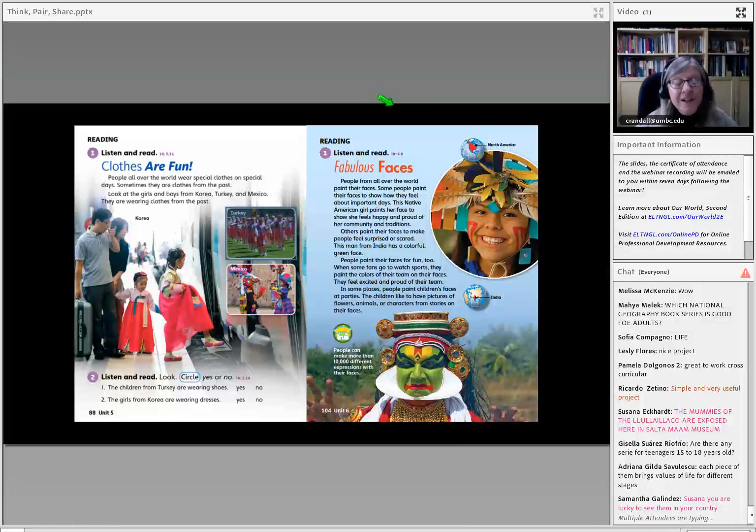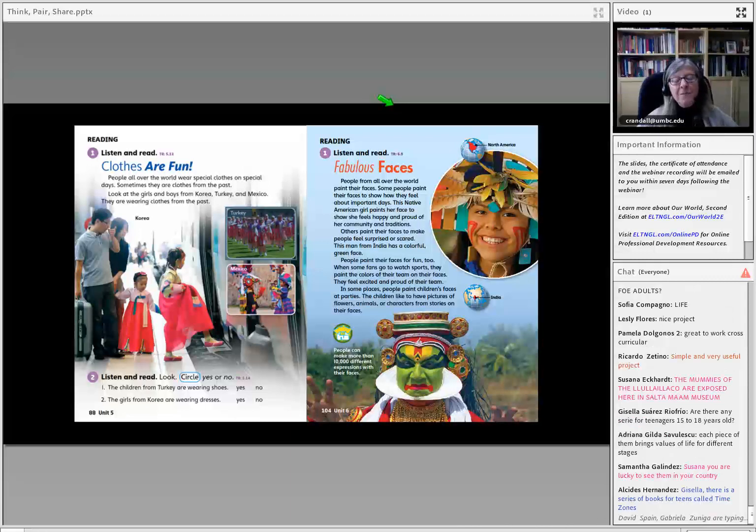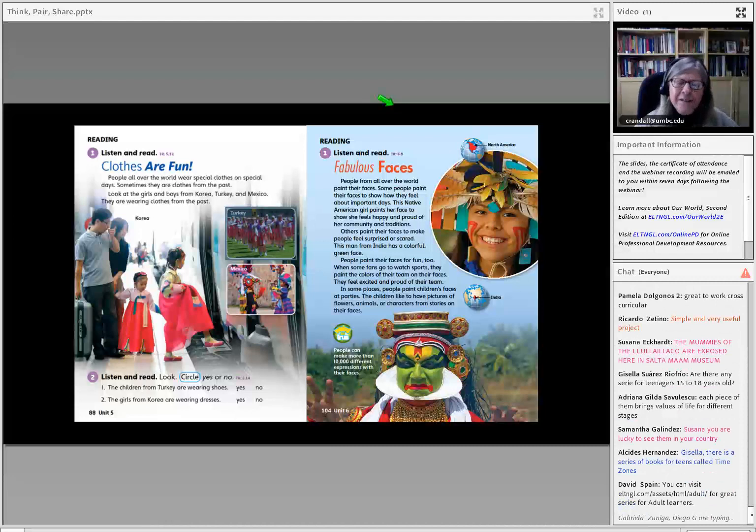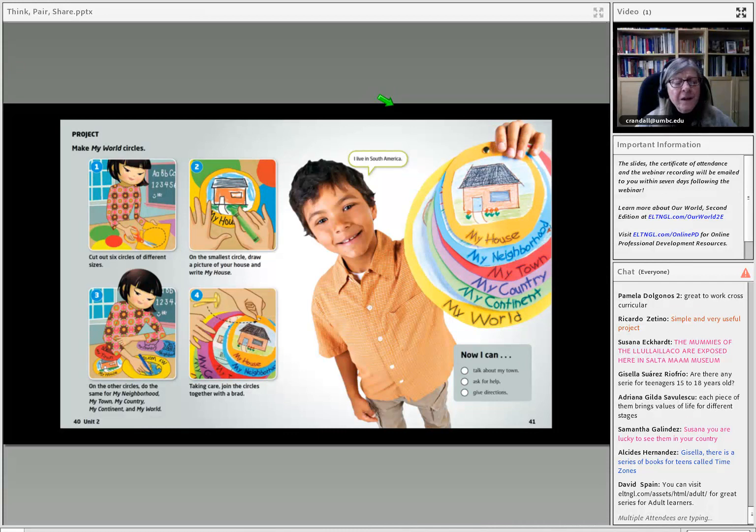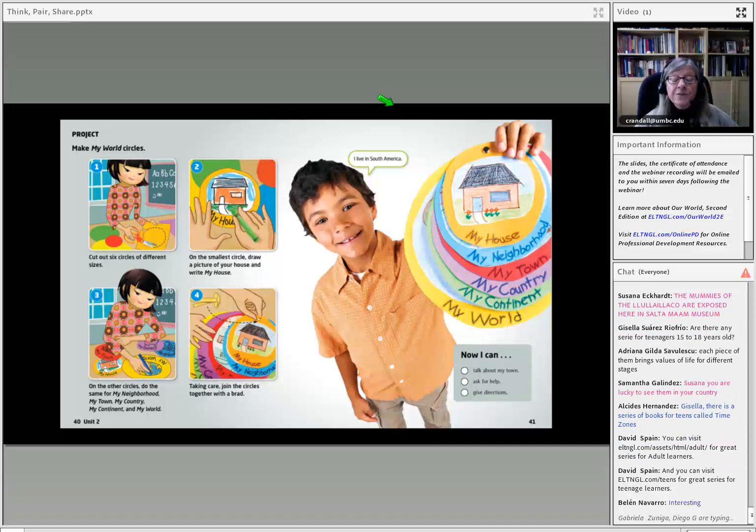And again, we always have something about facial expressions. We have something about senses. But how much more interesting is it to learn a little bit about the differences in the ways in which people express this around the world, the value. And here's, again, an activity then, a project in which every one of our learners gets a chance to show their place in the world, their place in their home, their neighborhood, their town, their country, their continent, and their world. And we're going to see a little girl share hers with the class.